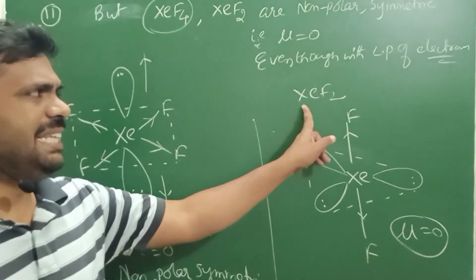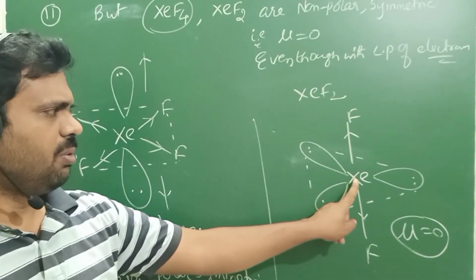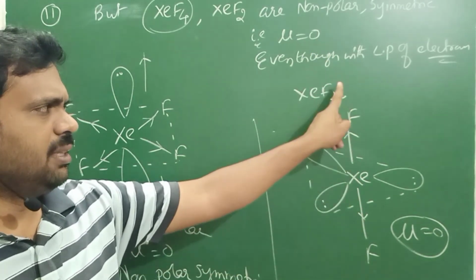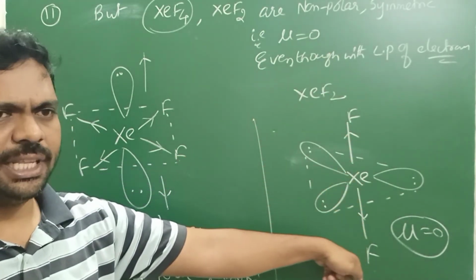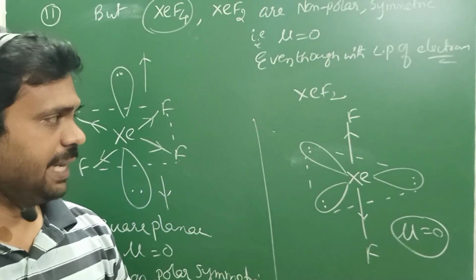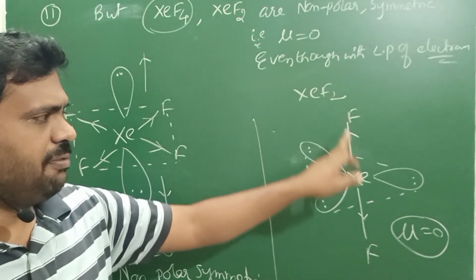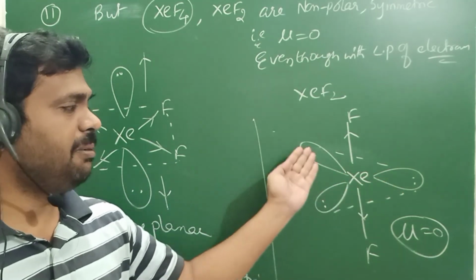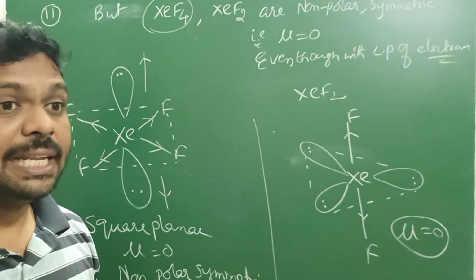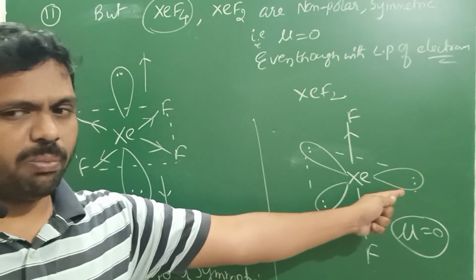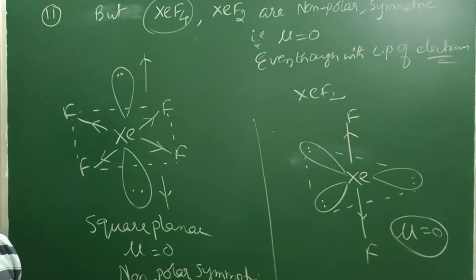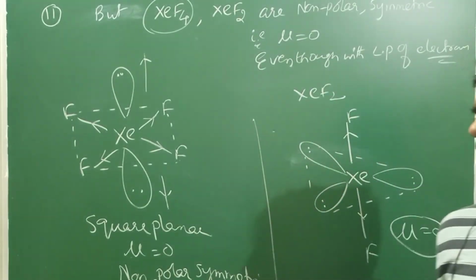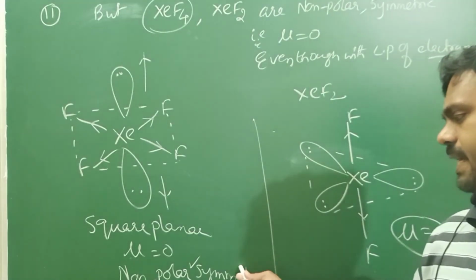Now come to xenon difluoride. Here also one fluorine is up, another fluorine is down. So this moment is positive, this moment is negative, and the net dipole moment is 0. Next, in xenon difluoride, 3 lone pairs are present, in a trigonal planar arrangement, present equatorially. One lone pair moment is equal to the sum of the other 2 lone pairs, therefore the dipole moment is equal to 0. With zero dipole moment, the molecule is non-polar and symmetric.